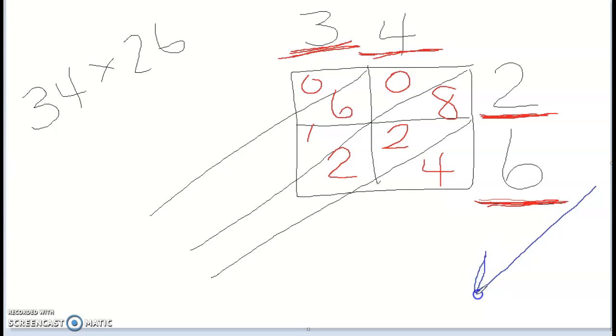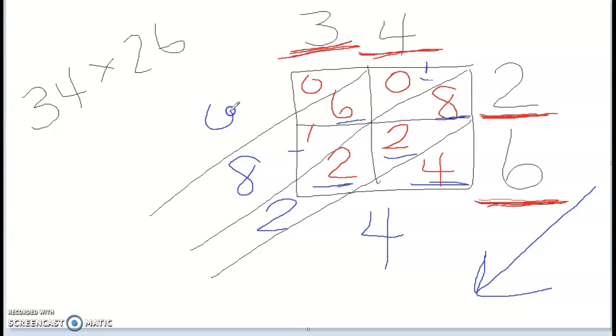I'm going to add in the down. So here we have our 4, so I'm going to write it right here. Next, I'm going to add 8 plus 2 and get 12. So I'm going to write our 2 here, and I'm going to carry our 1 and put it right here. So now I'm going to add 6 plus 1 equals 8. And then here we have a 0. So our answer to 34 times 26 is 824. And that's how we do lattice multiplication.